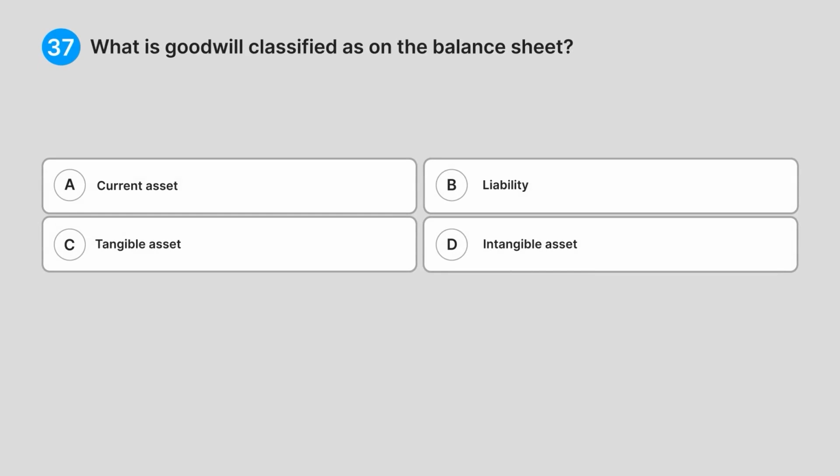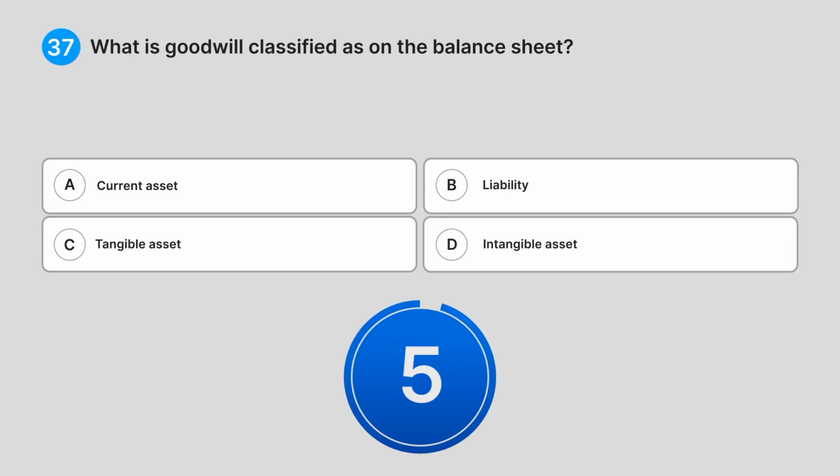37. What is goodwill classified as on the balance sheet? A. Current asset. B. Liability. C. Tangible asset. D. Intangible asset. Do you know the answer?